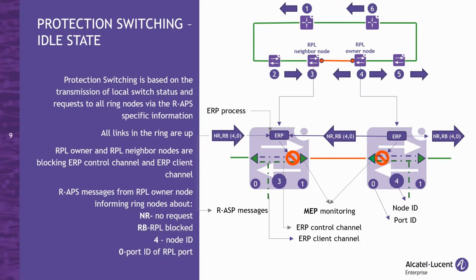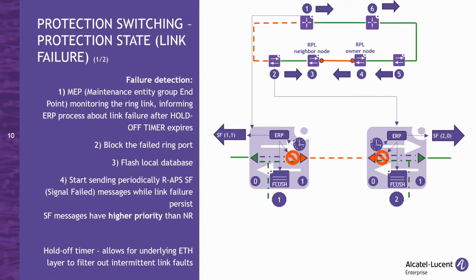What is also presented on this slide on every ring port is maintenance entity group endpoint map that might be used for continuous monitoring of ring links, as this is not the task of ERP control process. ERP control process enable and disable Ethernet forwarding over the links in the ring, as well as flushing forwarding database of nodes in the ring. It is map that informs ERP control process about detected link failure. The network moves to protection state when link failure is detected.